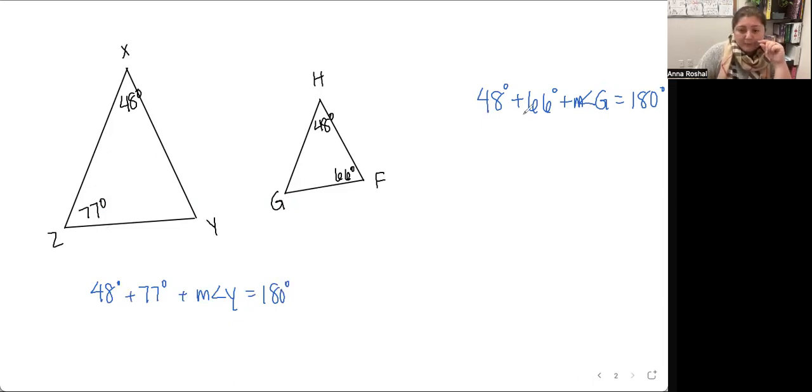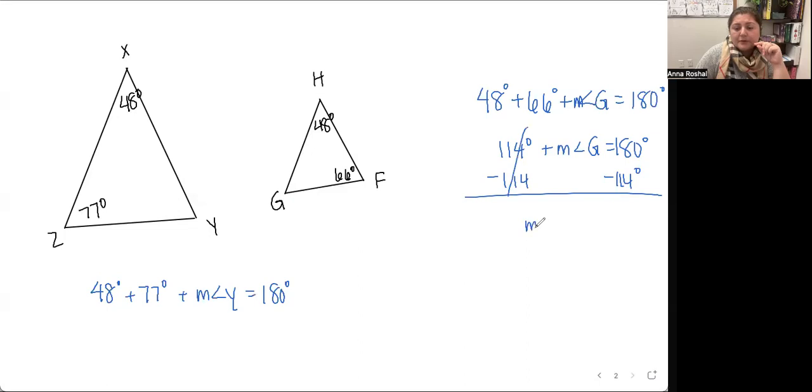Now, this is going to be 114. Yeah, 114 degrees plus the measure of angle G is 180. I'm going to subtract 114. Whoops. That'll cancel. So the measure of angle G, if that equals 77, then I'll know that this triangle and this triangle are the same.